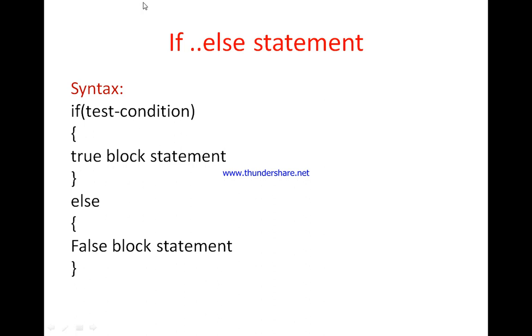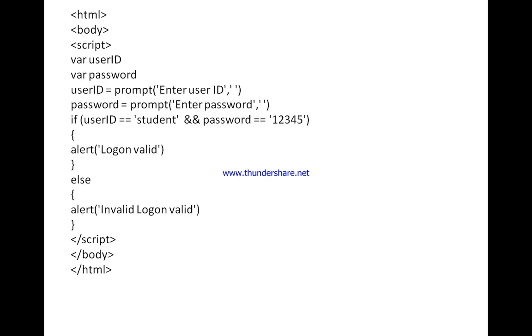Now at the entry point, the test condition will be checked. If the test condition is true, then the true block statements are executed, and after that the statement outside of this if else condition will be executed. But if at the entry point the test condition is false, then the true block statements are not executed, the false block statements are executed, and the statement outside of the if else condition will be executed. This is the syntax and explanation part. You have to write the explanation in your notebook, though I have not given it.